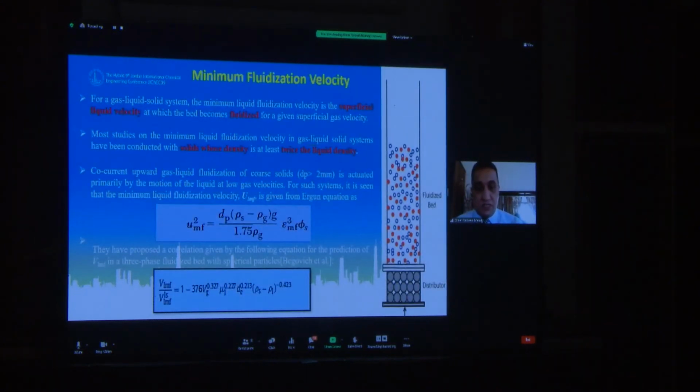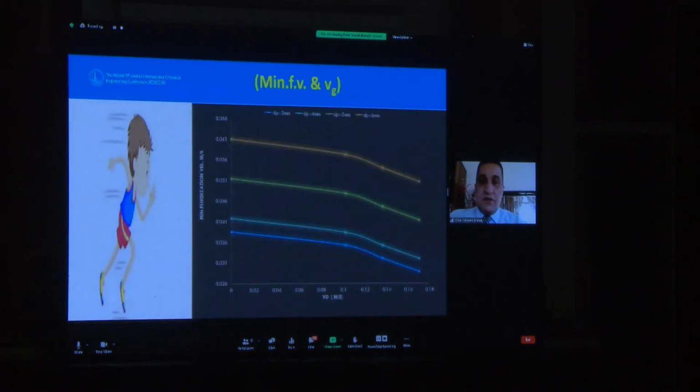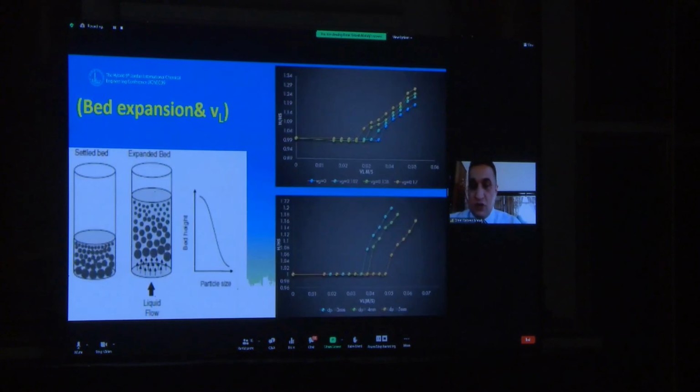For the minimum fluidization velocity, I used the Ergun equation for the two-phase fluidized bed and the Bikovic equation for the three-phase fluidized bed. Of course, the results gave the relationships between delta P versus V liquid at constant D particle with varying V gas. And this figure shows the relationship between minimum fluidization velocity and superficial air velocity. The increased superficial air velocity led to a decrease in the minimum fluidization velocity due to increased gas hold up inside the bed.